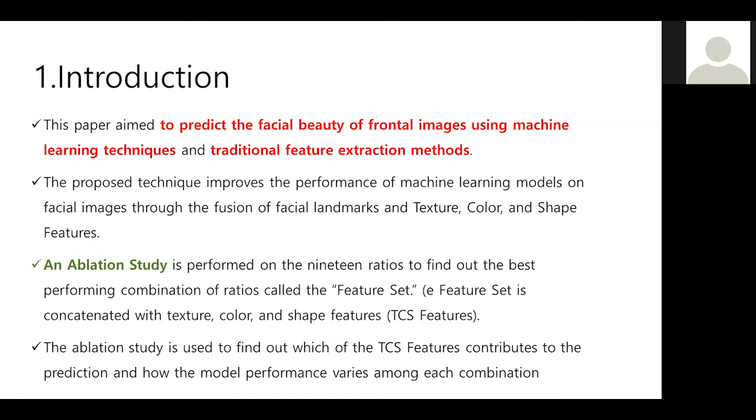An ablation study is performed on the 19 ratios to find out the best performing combination of ratios called the feature set. The ablation study is used to find out which of the TCS features contributes to the prediction and how the model performance varies among each combination.